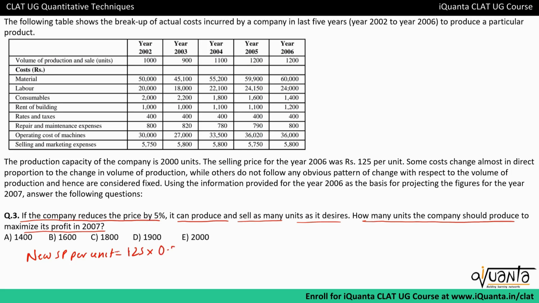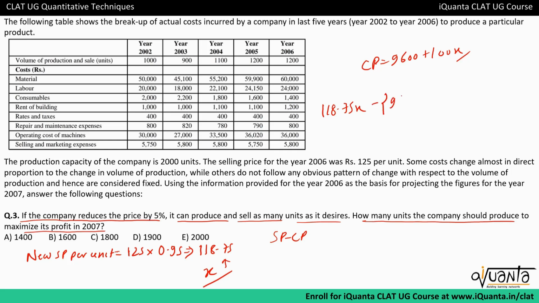When we reduce 125 by 5%, we'll multiply it by 0.95, which gives us 118.75 rupees per unit as the new price. We have to maximize the profit. Profit is always SP minus CP. You already know the CP. It was 9600 plus 100X, where X was the number of units. So if X units are being produced in a year, then SP minus CP would be 118.75X, because the total SP for X units would be 118.75X, minus CP. So we'll be getting 18.75X minus 9600 as the equation for profit.